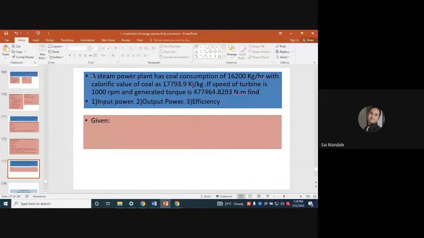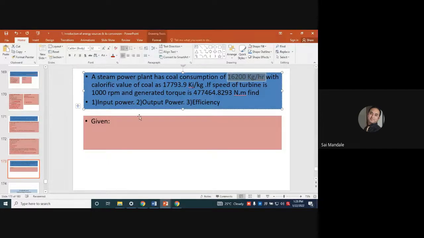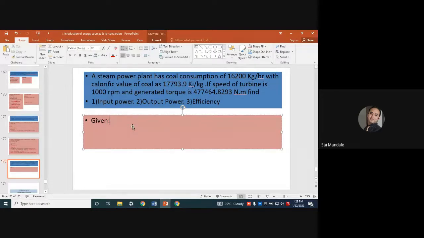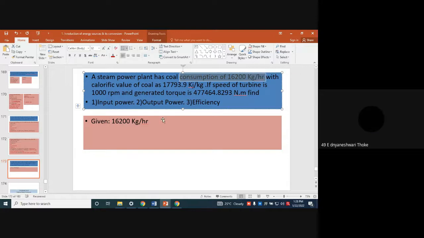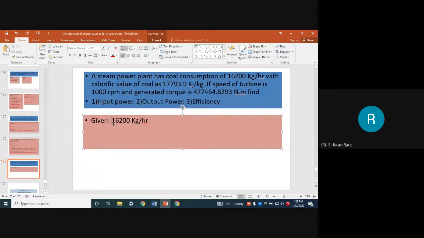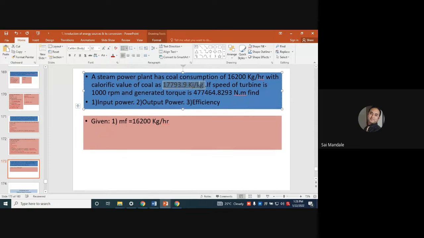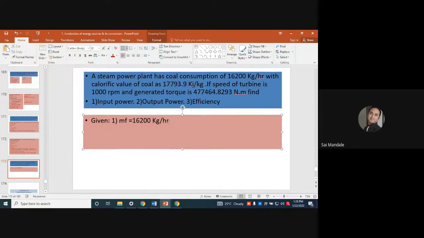Same numerical. Steam, tell me quickly what is given. A steam power plant has coal consumption. What is this? What is given? MF. MF is given to you. Very good. First one. Simple numerical. With calorific value, what is given? CV. Very good.